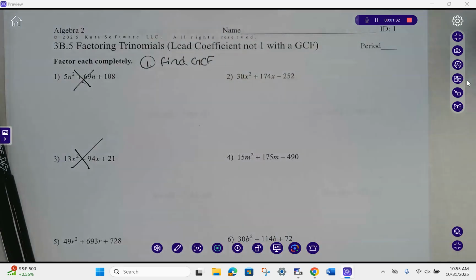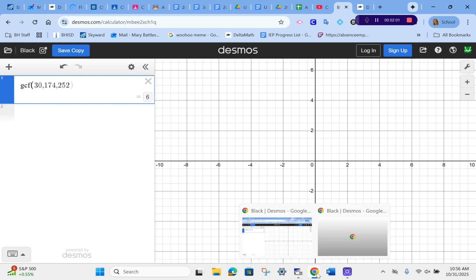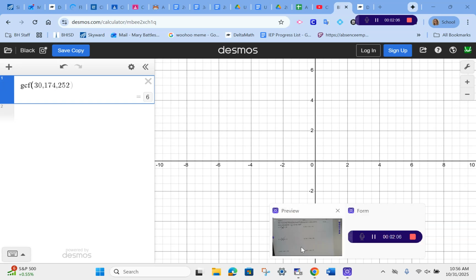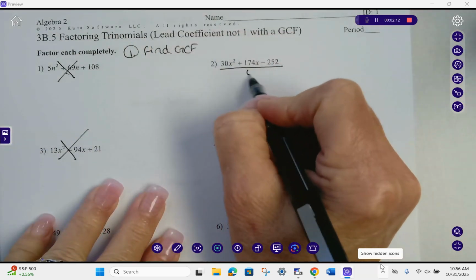You can fiddle around with that on your calculator, or you can go into Desmos and type in your GCF with your parenthesis. Then we've got 30, we've got 174, put commas in between, and we have 252. Our common factor is 6. All right, so I'm going to go back to my other screen here. So 6 was our greatest common factor, so we're going to divide everything by 6.